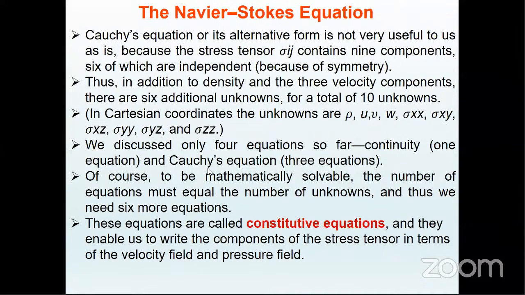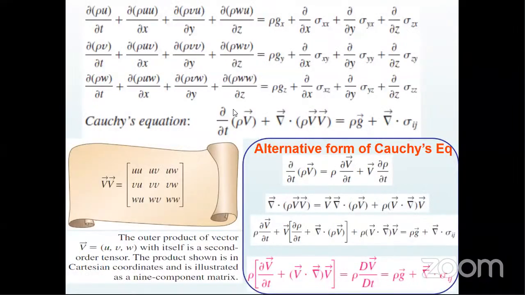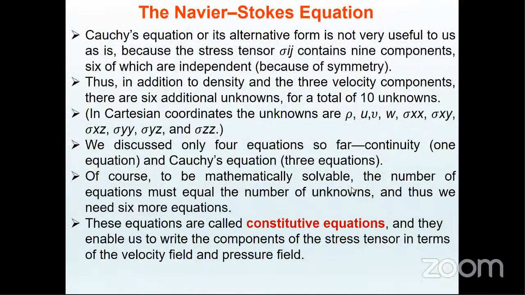What we discussed earlier was that we have only 4 equations so far. One is the continuity equation, a single equation, where mass should be conserved, neither created nor destroyed. Then the Cauchy's equations have 3 forms: 1, 2, 3 of that kind. Three unknowns, 3 equations.